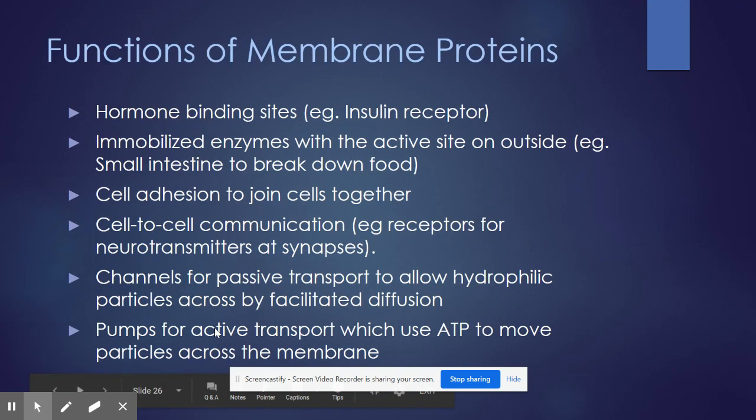All right, so it's going to cut me off before I can get through here. I will start talking about the function of membrane proteins, but I only have a few seconds left.